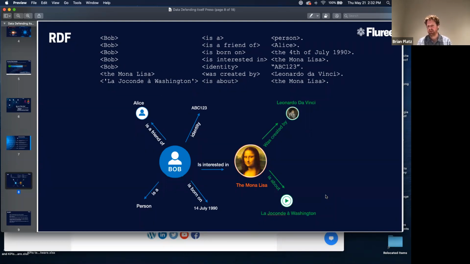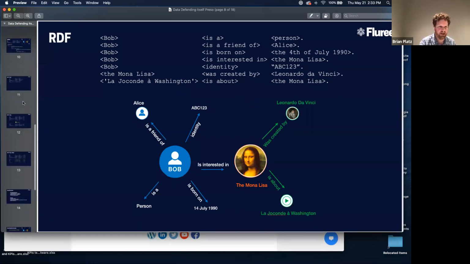And importantly, it allows you to represent this data in this very rich way and connect data that doesn't fundamentally have to be together. So this is just a quick overview of RDF and what it looks like. And again, Fluree at its core is storing RDF data at the ledger level.